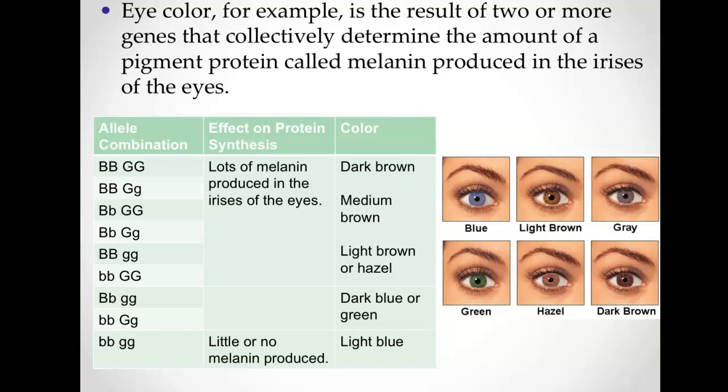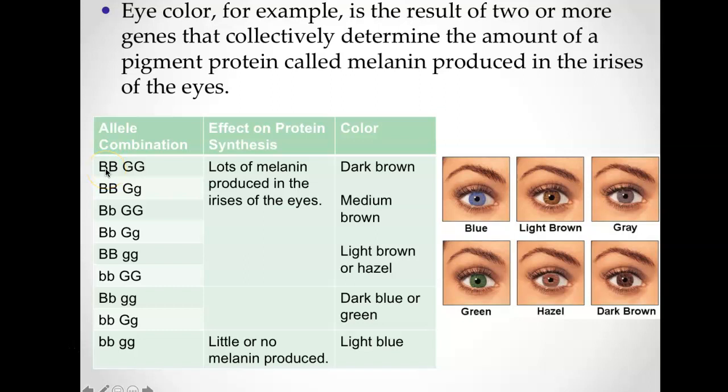Eye color is the result of two or more genes that collectively determine the amount of pigment produced by the irises. DNA isn't causing the color directly. It's this protein called melanin that's causing the color directly. So DNA codes for a protein. The protein is then in your eye causing the visual color or the visual trait, right? Or the physical trait. And then this is just showing you, if you see a big letter, that means dominant. If you see a little letter, that means recessive.